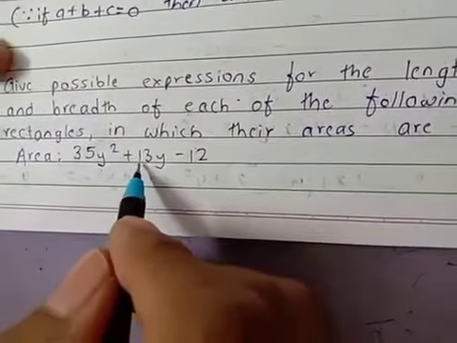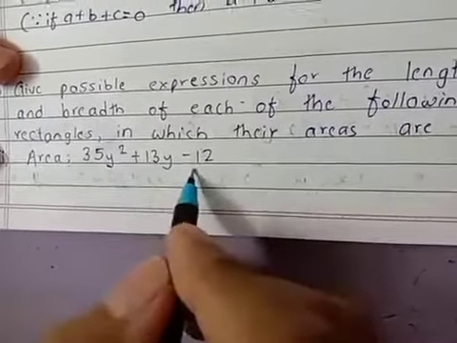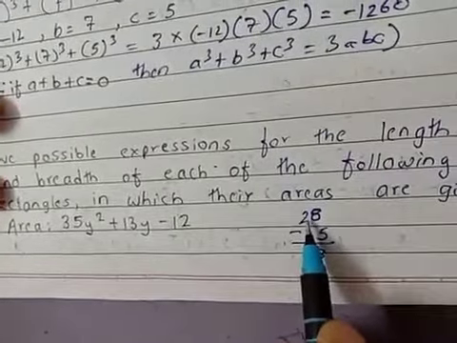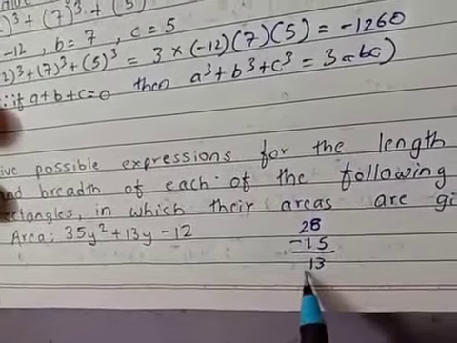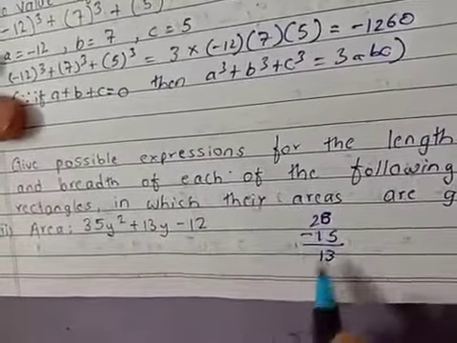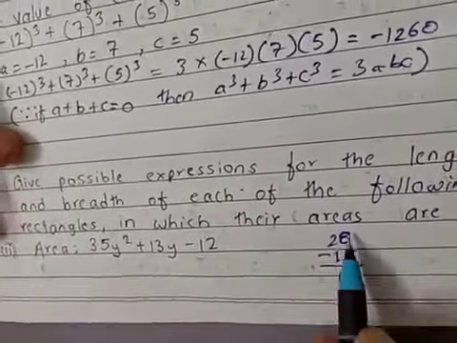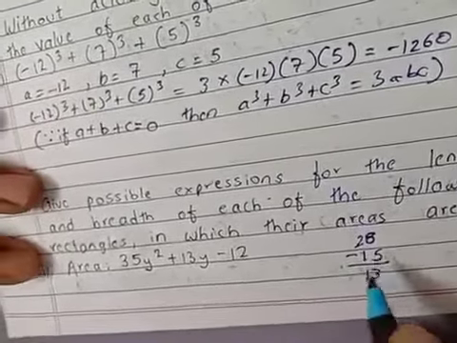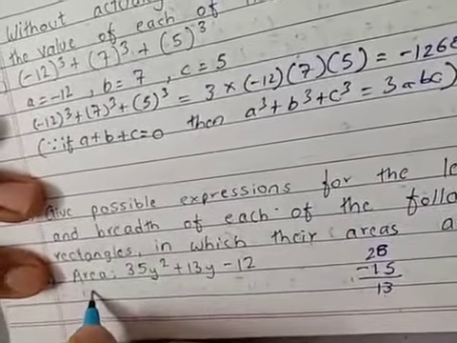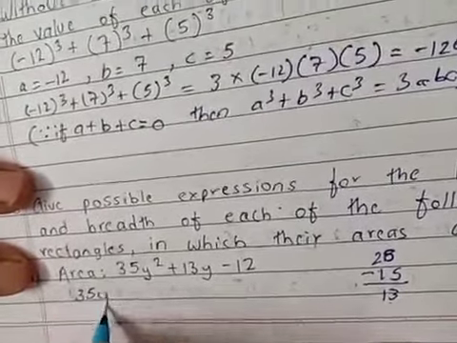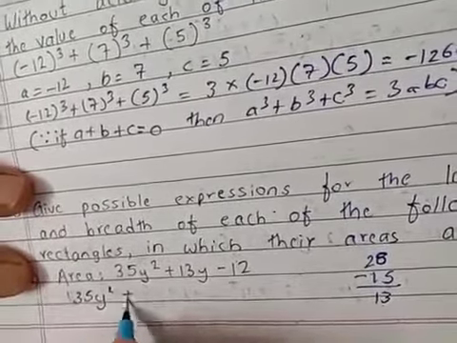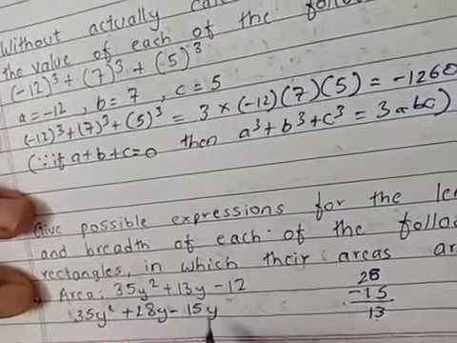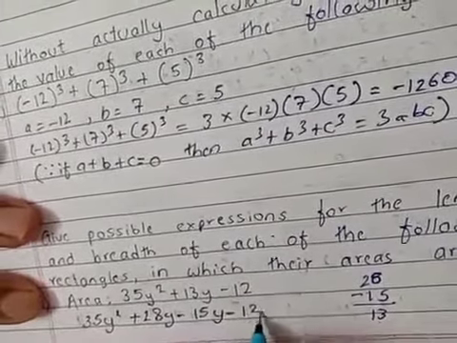We'll split the middle term, 13. You can write 13 as 28 plus 15, minus 15. If you subtract 15 from 28, what will you get? You will get 13. So by splitting this middle term, you will have to write plus 28 and minus 15. So this will be written as 35 y square plus 28y minus 15y minus 12.